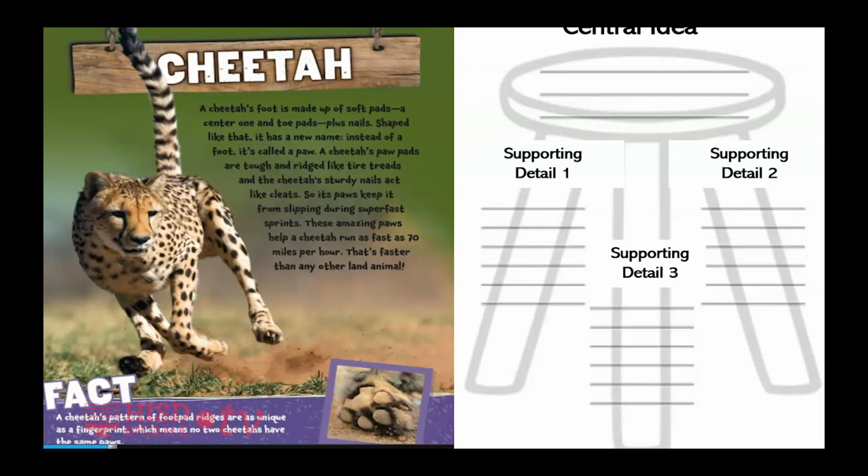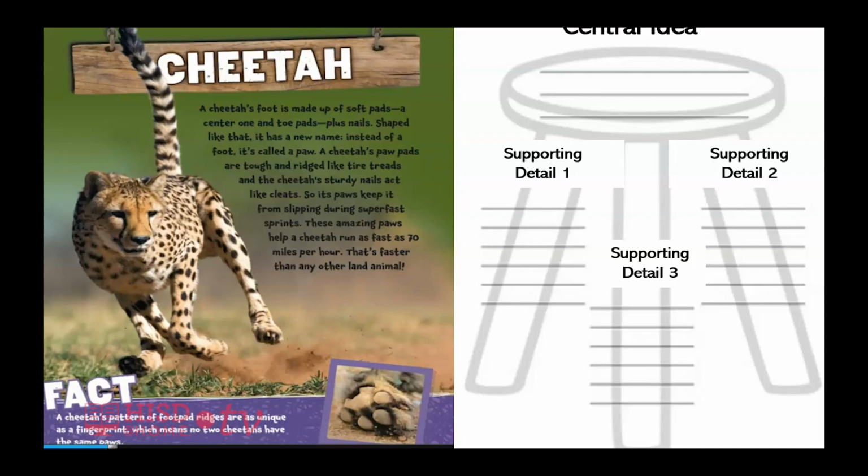Shaped like that, it has a new name. Instead of a foot, it's called a paw. A cheetah's paw pads are tough and ridged like tire treads, and the cheetah's sturdy nails act like cleats. So, its paws keep it from slipping during super fast sprints. These amazing paws help a cheetah run as fast as 70 miles per hour. That's faster than any other land animal.